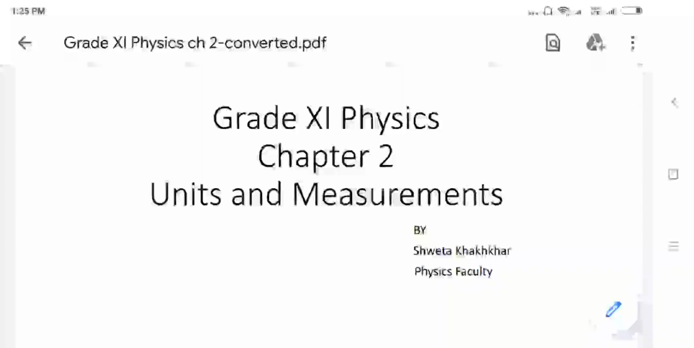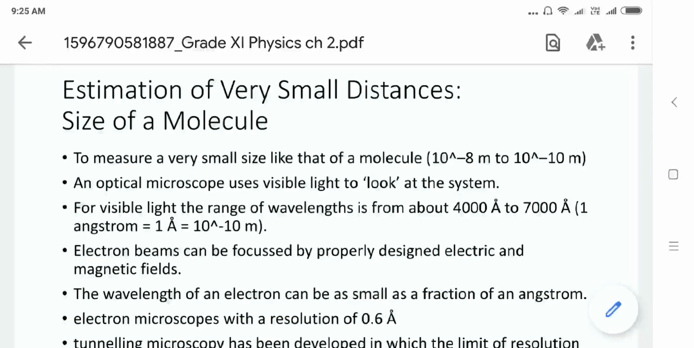Hello students, let us start our new session of chapter number 2, Units and Measurements. Here we are going to understand how we are able to measure distances which are very small. In the earlier session we understood that long distances are not possible to measure with a meter scale.